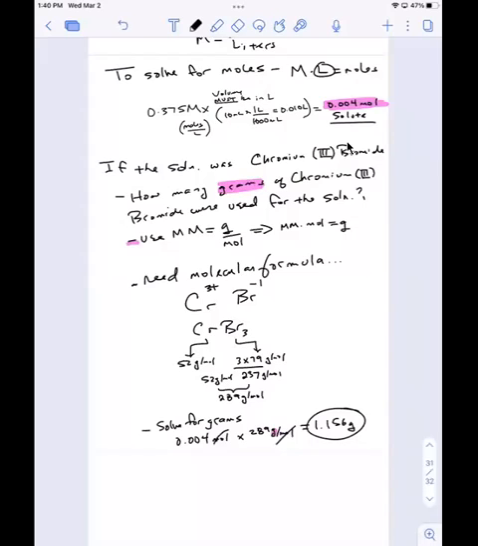But in order to make solutions, you got to know how to use molarity and how to figure out how much of the solute you actually have to dissolve in the solvent to get the solution, all right? So we solve for moles, but then if we know what the solute is, we can also figure out how many grams we need. All right, let's do another one.